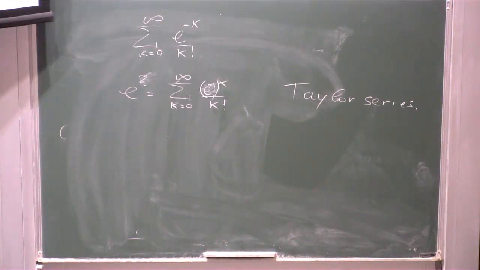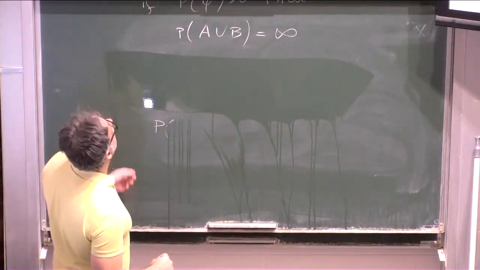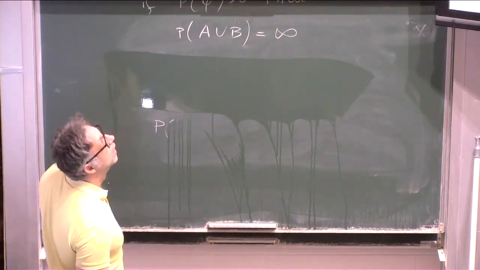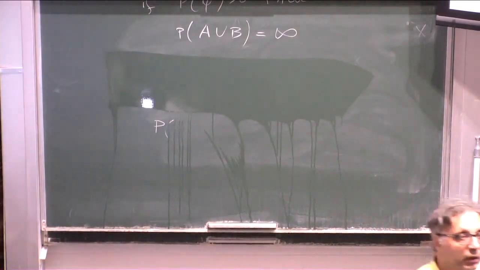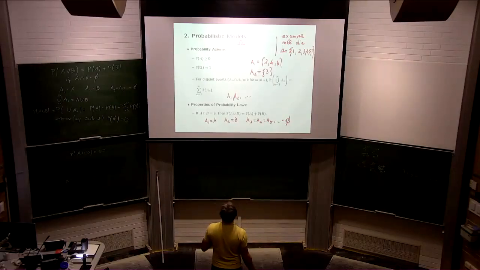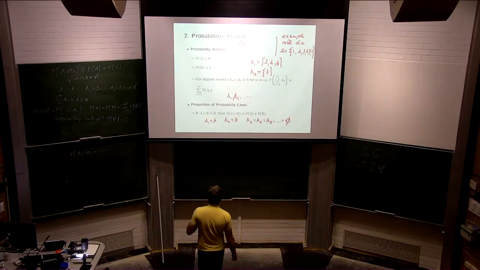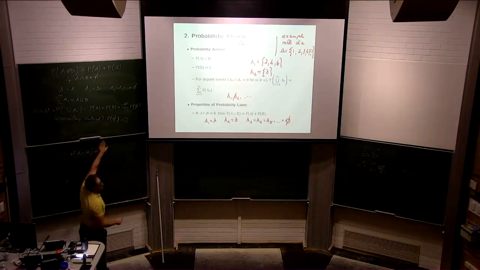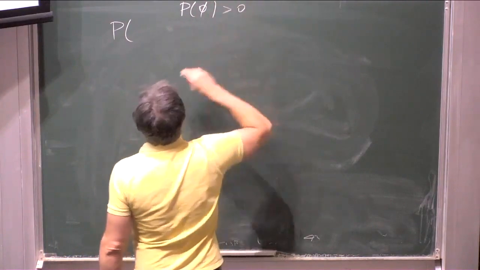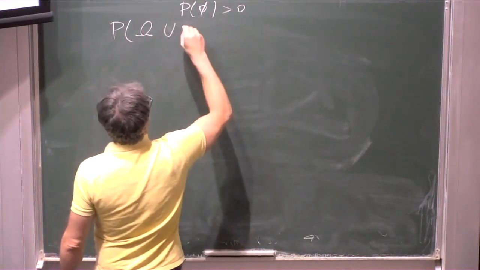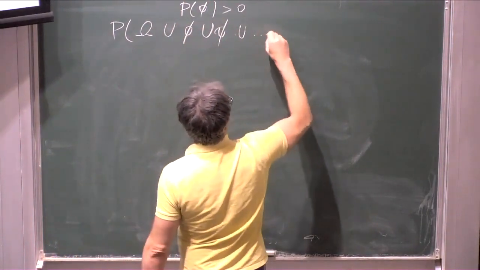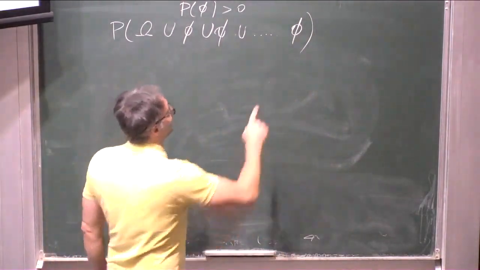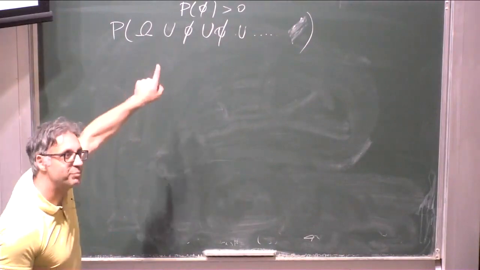So, how can I do it? First of all, I can do this in a different way, like this. So you're right. Let me do it here. Start with the probability. Assume that the probability of the empty set is larger than 0. Then the probability of omega union empty set, union empty set, union empty set, if you want, an infinite amount of empty sets. So the starting point was wrong.